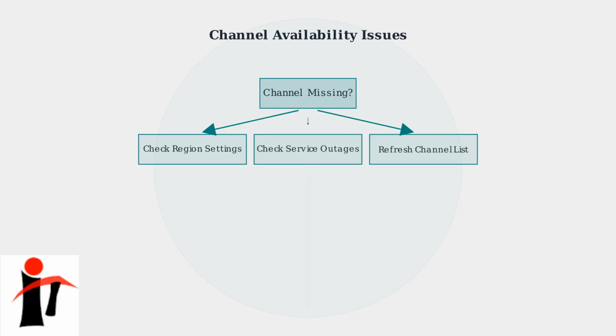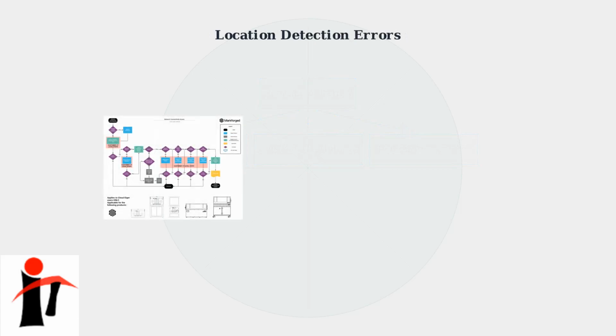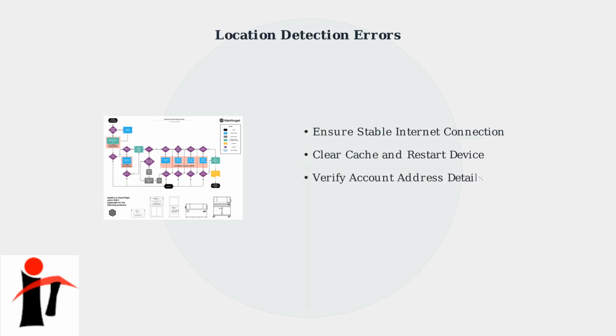Location detection errors are among the most common issues users face. These problems typically stem from network connectivity issues or cached data conflicts. Follow this systematic approach. Ensure you have a stable internet connection, clear your device cache and restart, verify your account address details are correct, and contact support if problems continue.